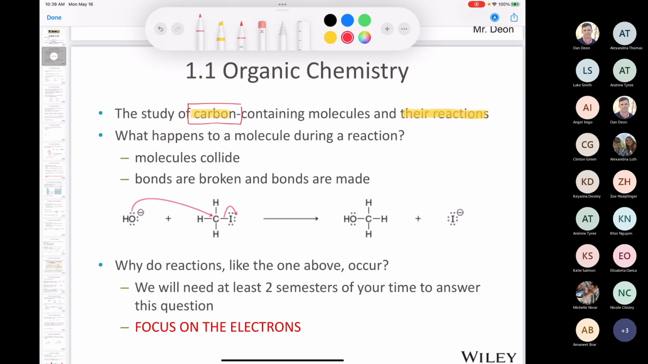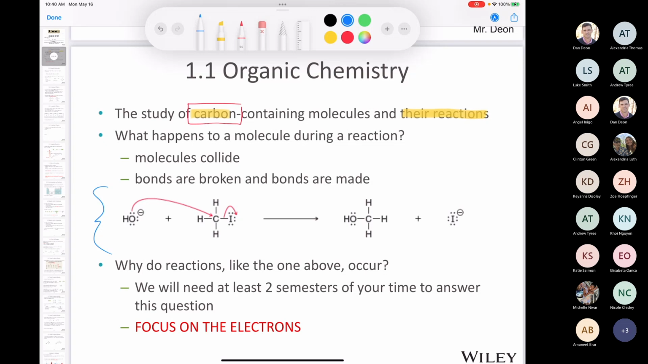So what happens to a molecule during a reaction? Well, when you talked about reaction rates, for example, you would have discussed that molecules collide, and when they collide, bonds are broken and bonds are formed. So we break bonds and we make bonds. And you can see that what's going on in this reaction here is the formation of a bond and the breaking of a bond simultaneously.